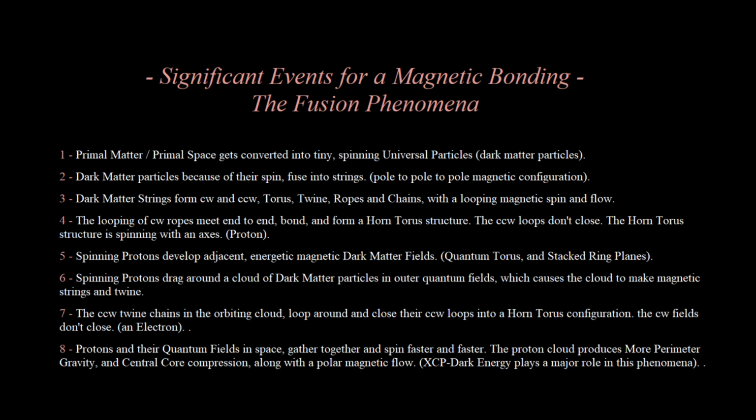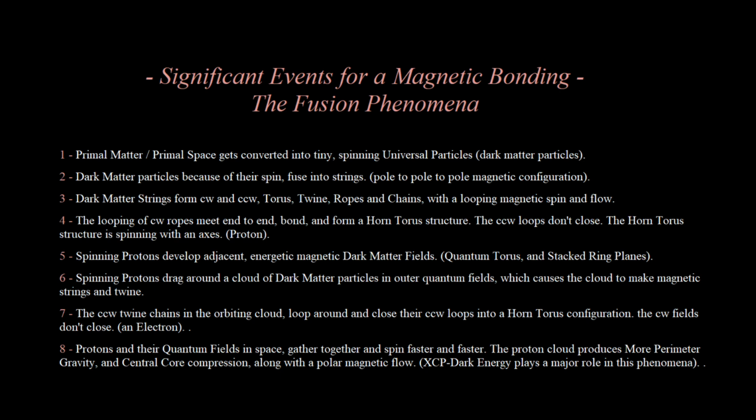Proton. 5. Spinning protons develop adjacent, energetic magnetic dark matter fields. Quantum torus and stacked ring planes. 6. Spinning protons drag around a cloud of dark matter particles in outer quantum fields, which causes the cloud to make magnetic strings and twine. 7. The CCW twine chains in the orbiting cloud loop around and close their CCW loops into a horn torus configuration. The CW fields don't close.